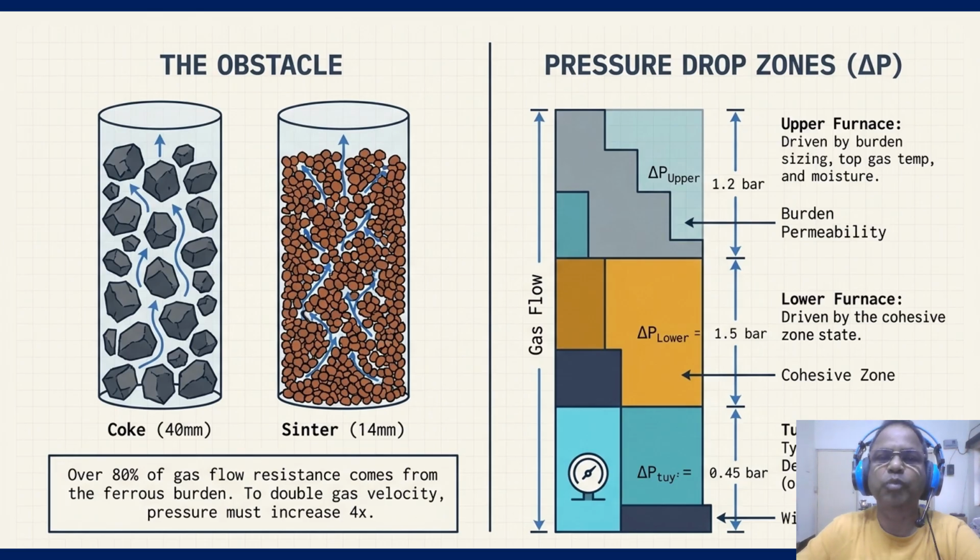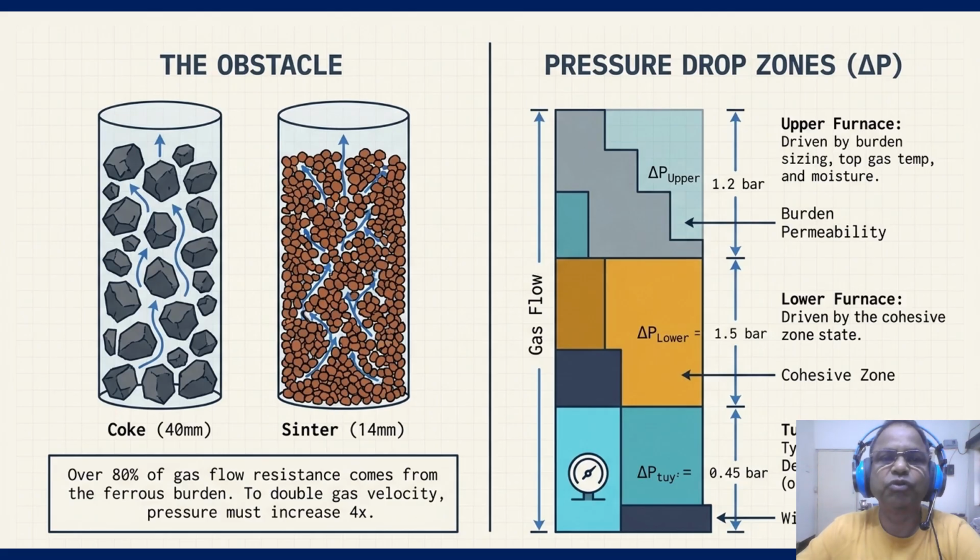On the right, the bar chart breaks down the delta P. The upper furnace accounts for 1.2 bar, driven by the furnace sizing of different furnaces and top gas temperature. The lower furnace is 1.5 bar, controlled by the state of your cohesive zone. So if your delta P spikes, your permeability is falling. To double your gas velocity, you do not just double pressure, you have to increase it fourfold. This is why burden quality is non-negotiable for high productivity operations.